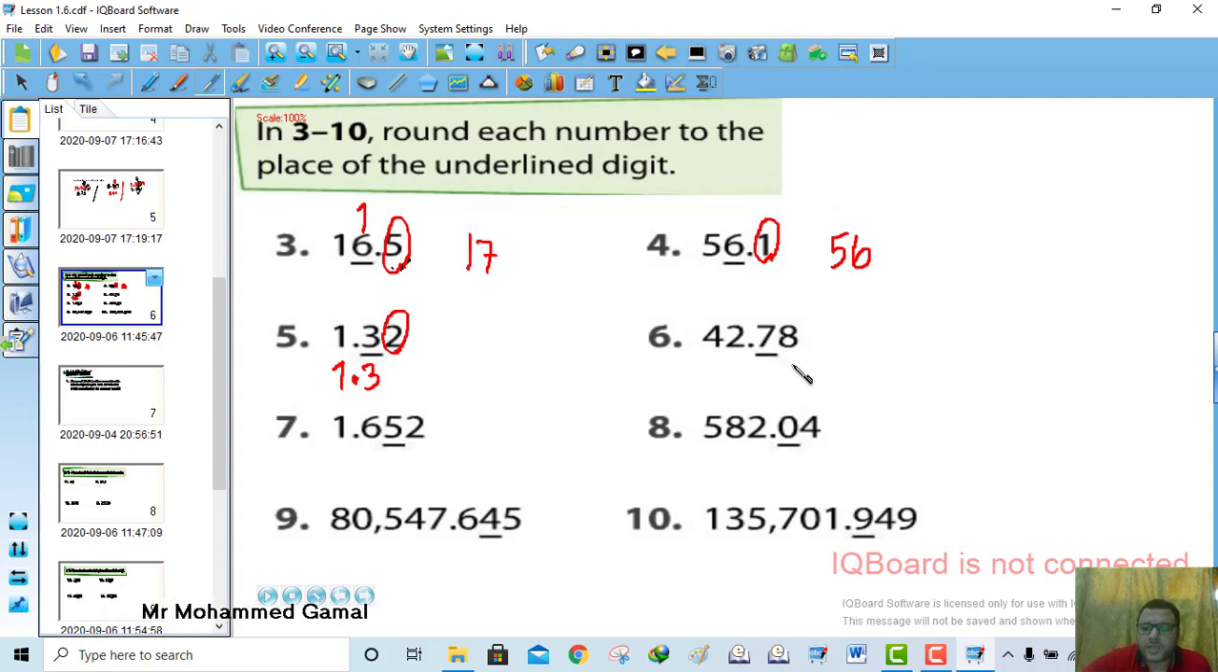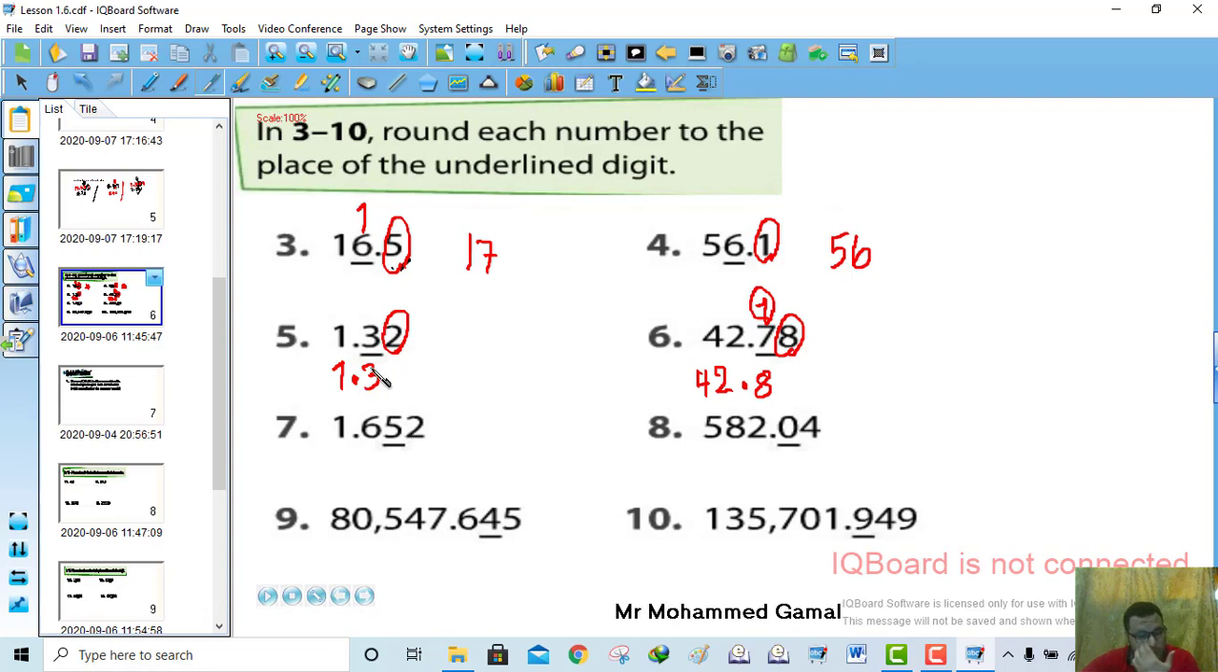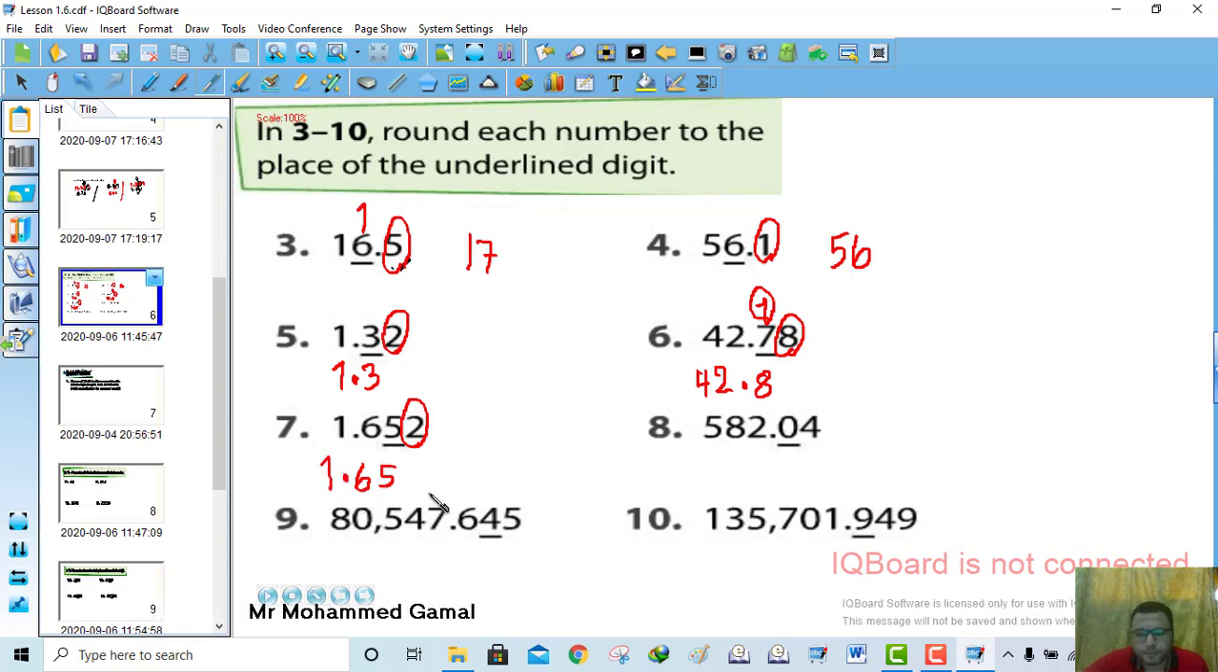Here 42 and 78 hundredths, he needed to the nearest tenth, so here 8 is strong, I'm going to add 1. 1 and 7 is 8, decimal point 2, then 4, so the answer is 42 and 8/10. This one he needed to the nearest hundredths, so I'm going to ask myself about 2. 2 is weak, so 5 the same, 5. 6 decimal point 1, so 1 and 65 hundredths.